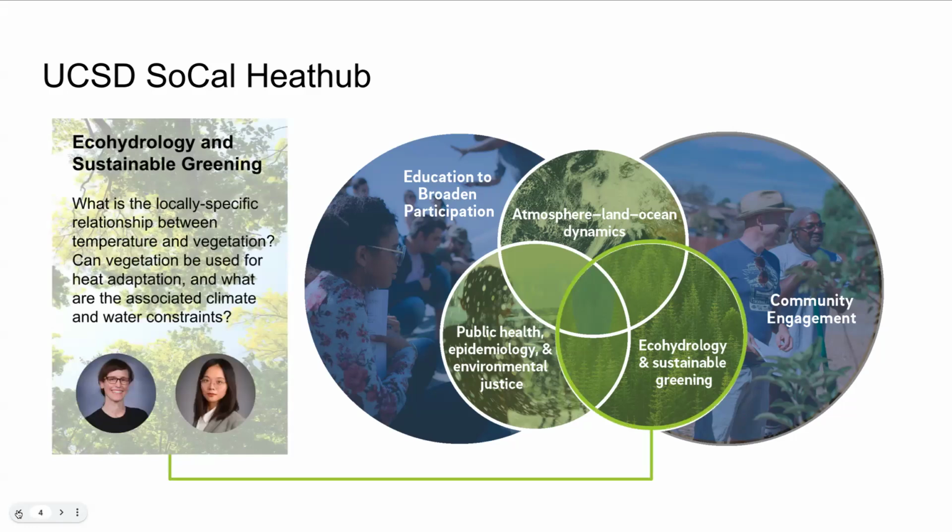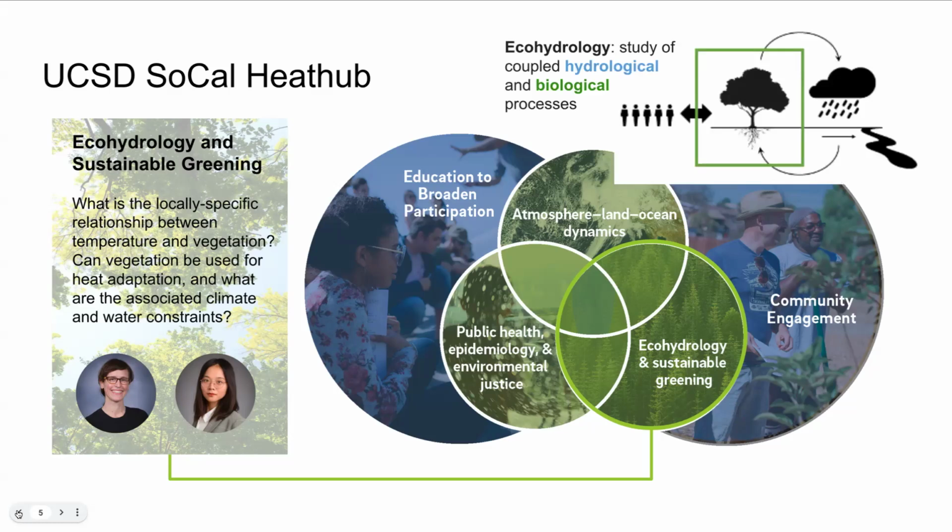I am the PI on the eco-hydrology and sustainable greening research component of this. We have 2 other research components and PIs, postdocs, students on those teams, but I won't have time to talk about those. So I'm just going to talk about our work. And we are tasked with addressing the question of what are locally specific relationships between temperature and vegetation, and can vegetation be used for heat adaptation, and then what are the associated climate and water constraints. Therein, we've had to explore many, many different data sets and explain the meaning and interpretation of those data sets, and that's sort of what brings us here today.